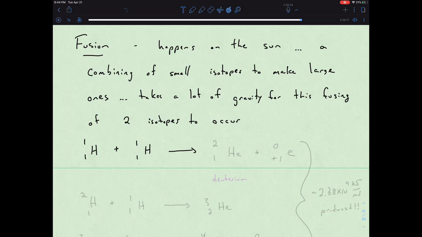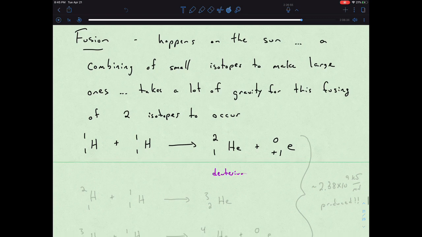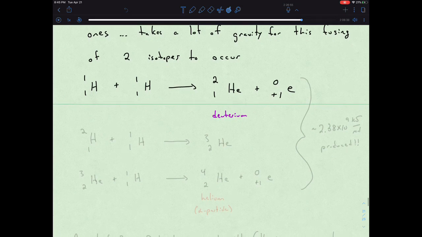That's getting fused together to produce deuterium, as well as producing a positron particle. That deuterium could go further in reacting with another hydrogen atom and fusing to produce an isotope of helium. And then even another process, continuing down kind of that cascade, reacting with yet another hydrogen atom to produce helium or alpha particle.